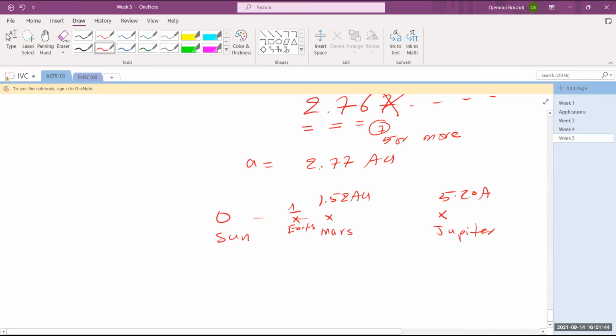This object is more than 2 and less than 5. So it's somewhere in here. This is where Ceres is. It's actually 2.77 astronomical units. So just between Mars and Jupiter, as we saw it in the simulation earlier.